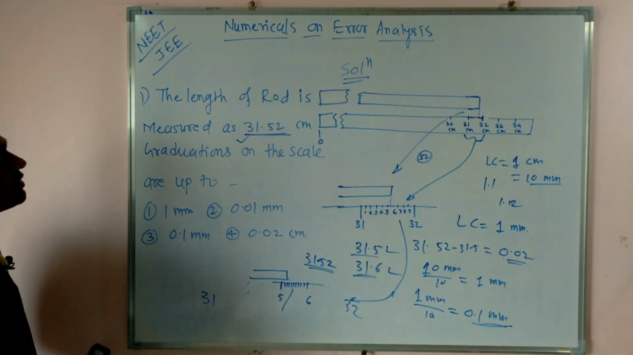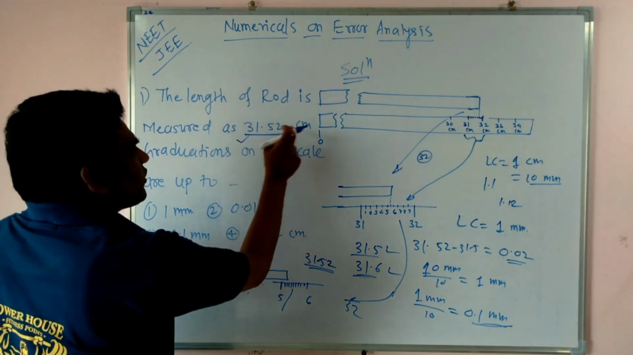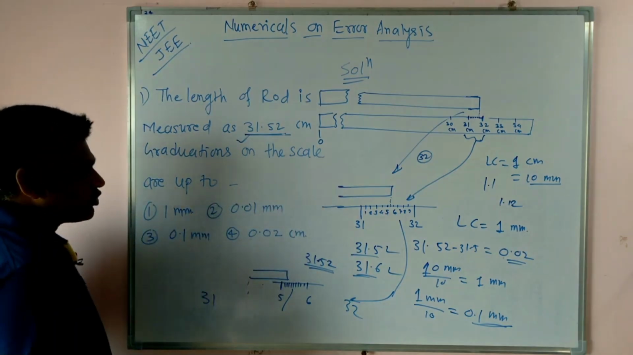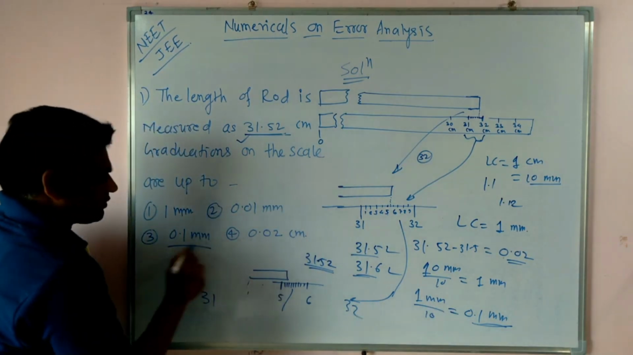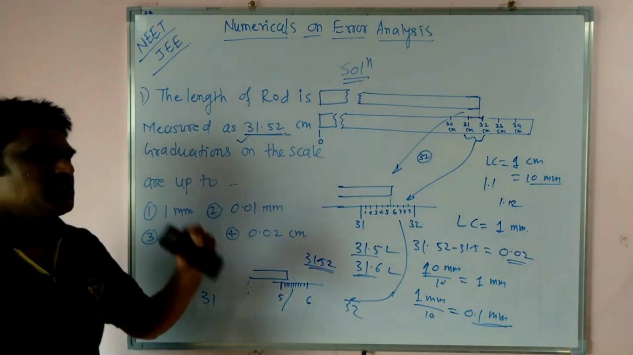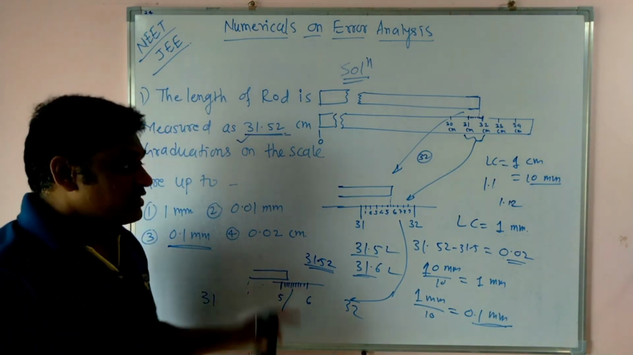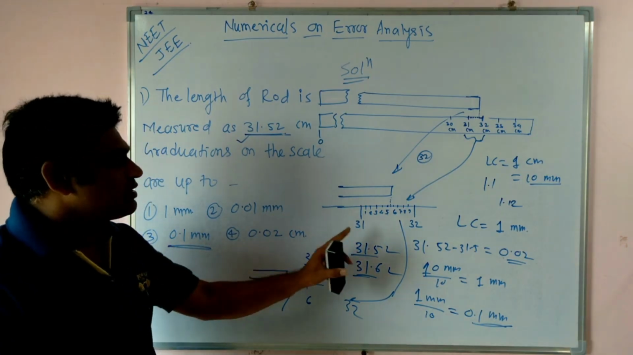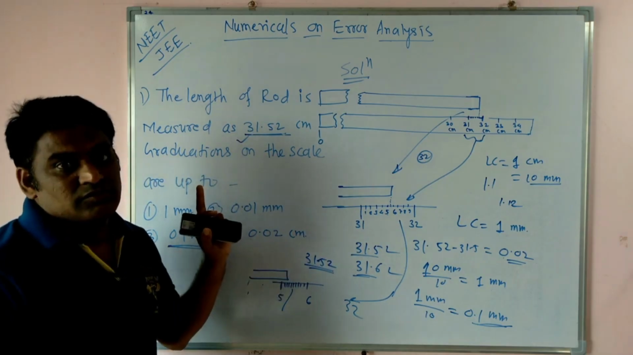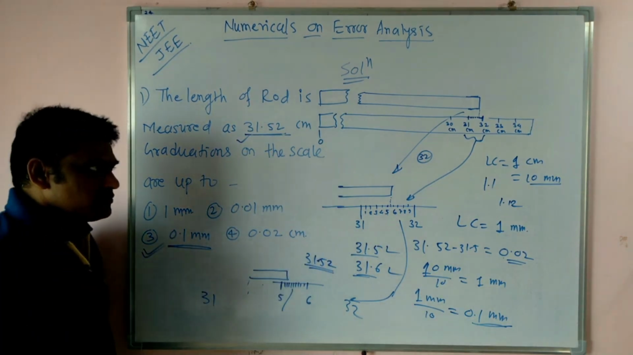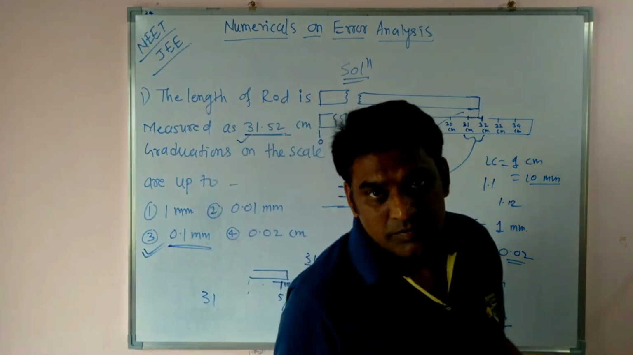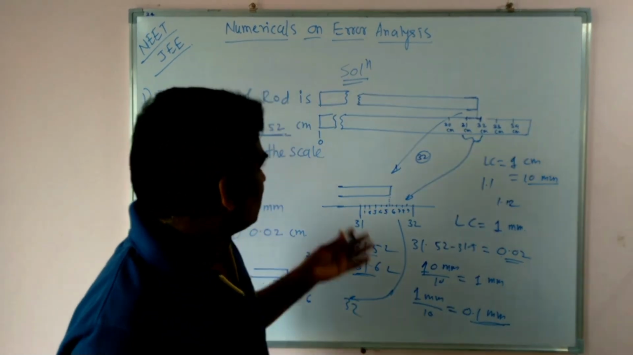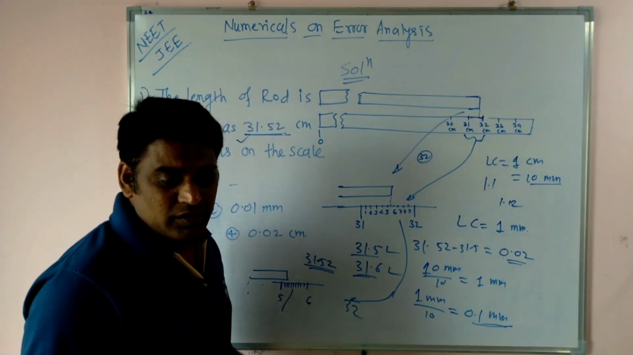Got it? Now what is the answer? The length of the rod is measured as 31.52 centimeter. The graduation on the scale should be up to what? 0.1 millimeter. Then and only then can we measure. So there must be a smallest division of 0.1 millimeter, so that we get this length. So this is the answer. Got it or not? So note down this very important concept. I will erase this and we will solve another numerical.